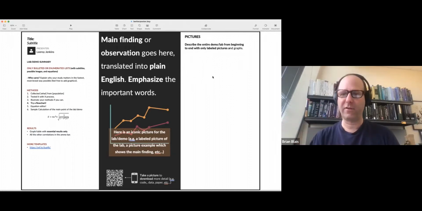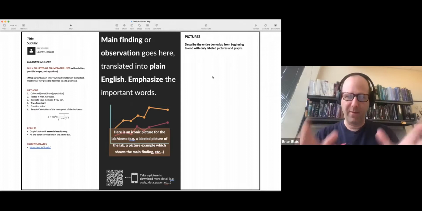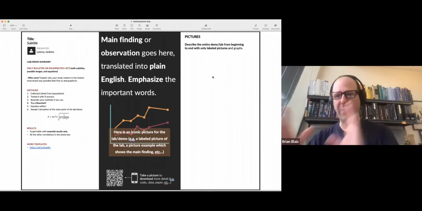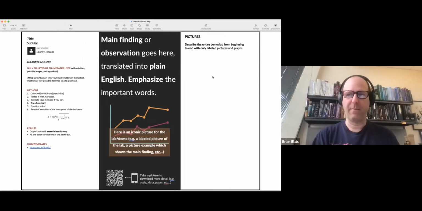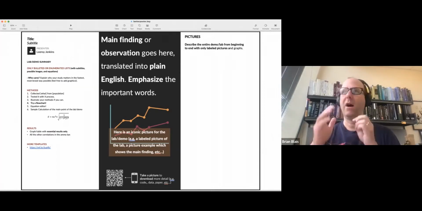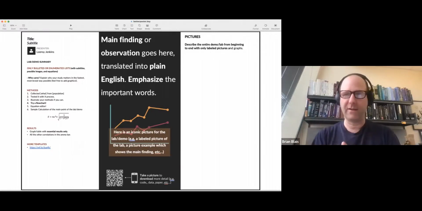On the right side, you have pictures describing the entire lab from the beginning to end with only labeled pictures. So they really just get, again, information on multiple scales: main message, big pictures, and then some sketch of the methods and the procedure, and a QR code to take you to more detail, usually code or data. That's what the students would usually link to their Google Sheets for their data.